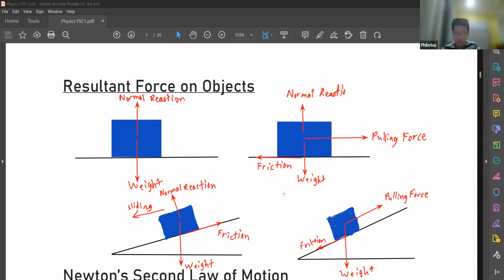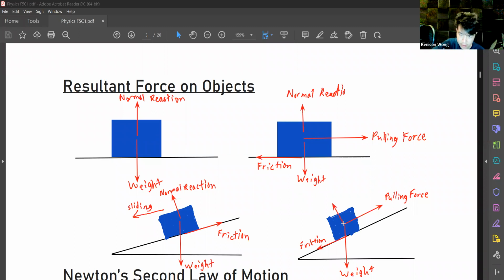Is it upwards? No, it's not upwards, but it is perpendicular to the surface. Upwards means like that, no, right? It's not in the opposite direction of the weight, but it is perpendicular to the surface of the inclined plane. So this will be your normal reaction.